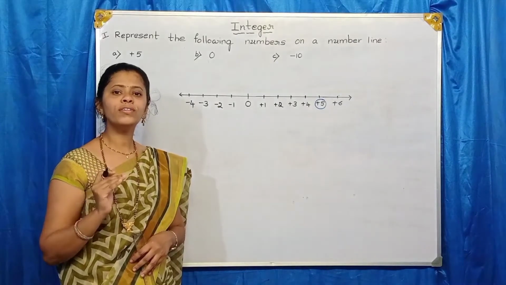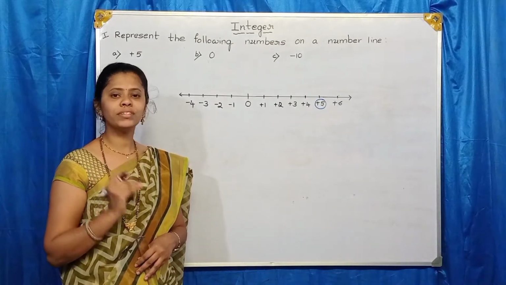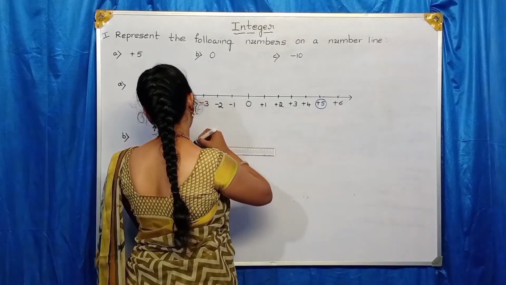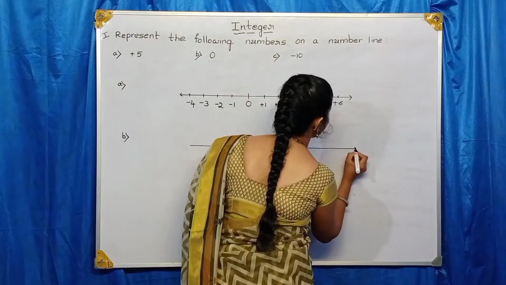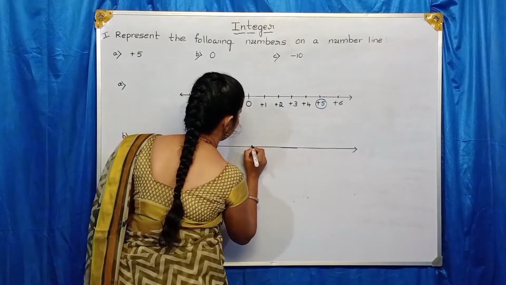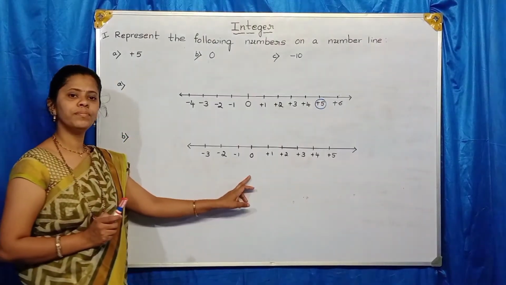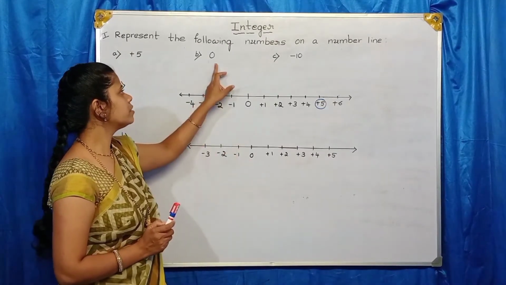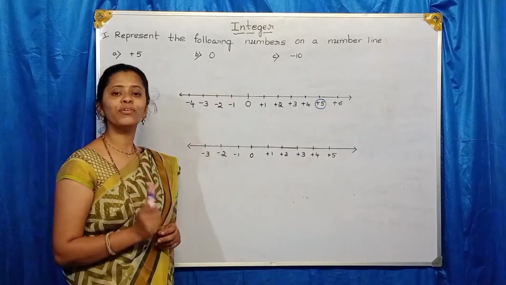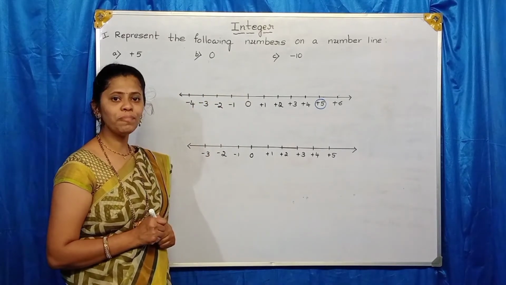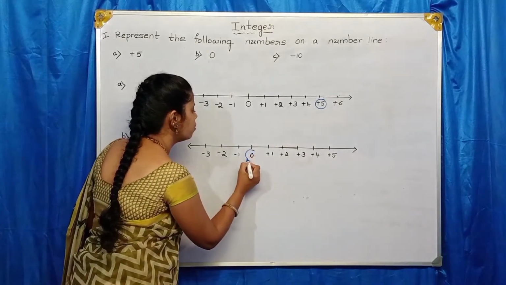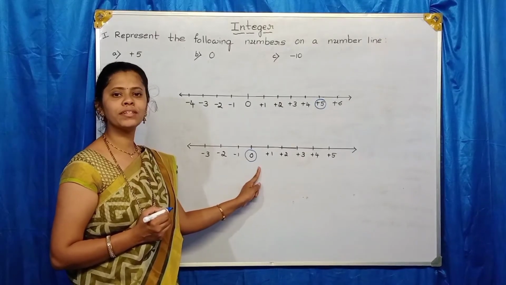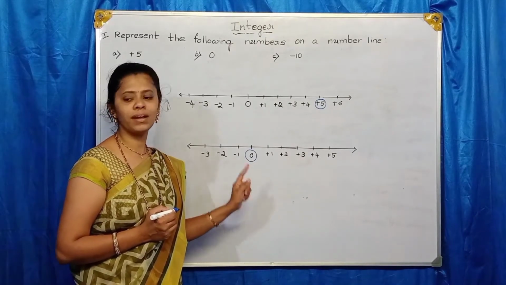See here. Follow the same steps as we have done before. Okay? See here. 0 is here. Isn't it? So, represent 0 on a number line means what we have to do? We have to round up 0. Round up 0 here and we have represented 0 on a number line.